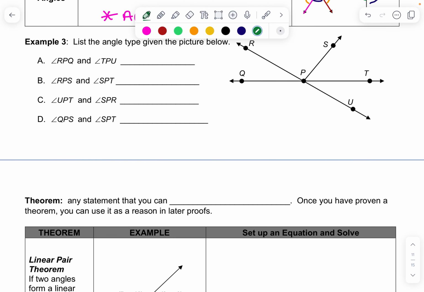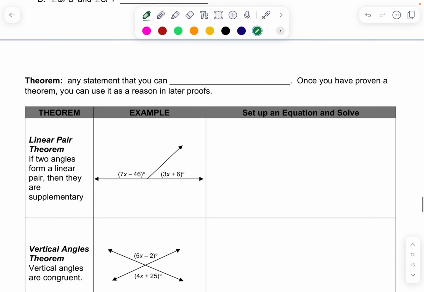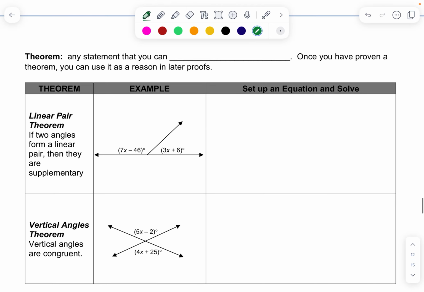I'm going to skip example 3. It's just asking you to look at some different angles and tell if they're congruent or adjacent or a linear pair. I want to jump ahead to this page. A theorem is anything that can be tested, that you can test/prove, and then once you prove it, you can use it as a reasoning for later proofs.